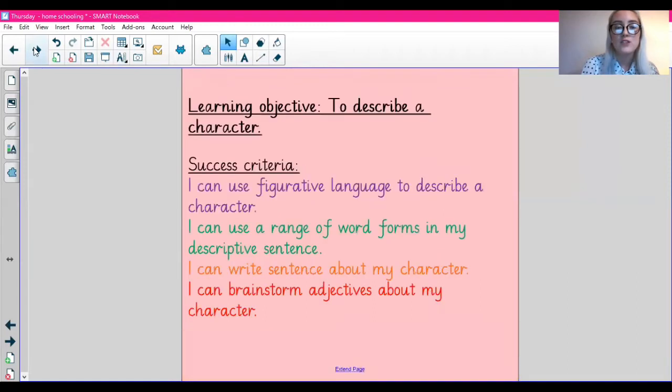We're going to move on to our learning objective now. So our learning objective today is to describe a character. So if we're successful in today's lesson, we will be able to brainstorm adjectives about a character. We'll be able to write sentences about our character. And if we are super successful, we will be able to use a range of word forms and figurative language in our descriptive sentences. And we have had some practice at that this week. So I expect you all to have a go at trying to use different word forms and figurative language in your writing today.